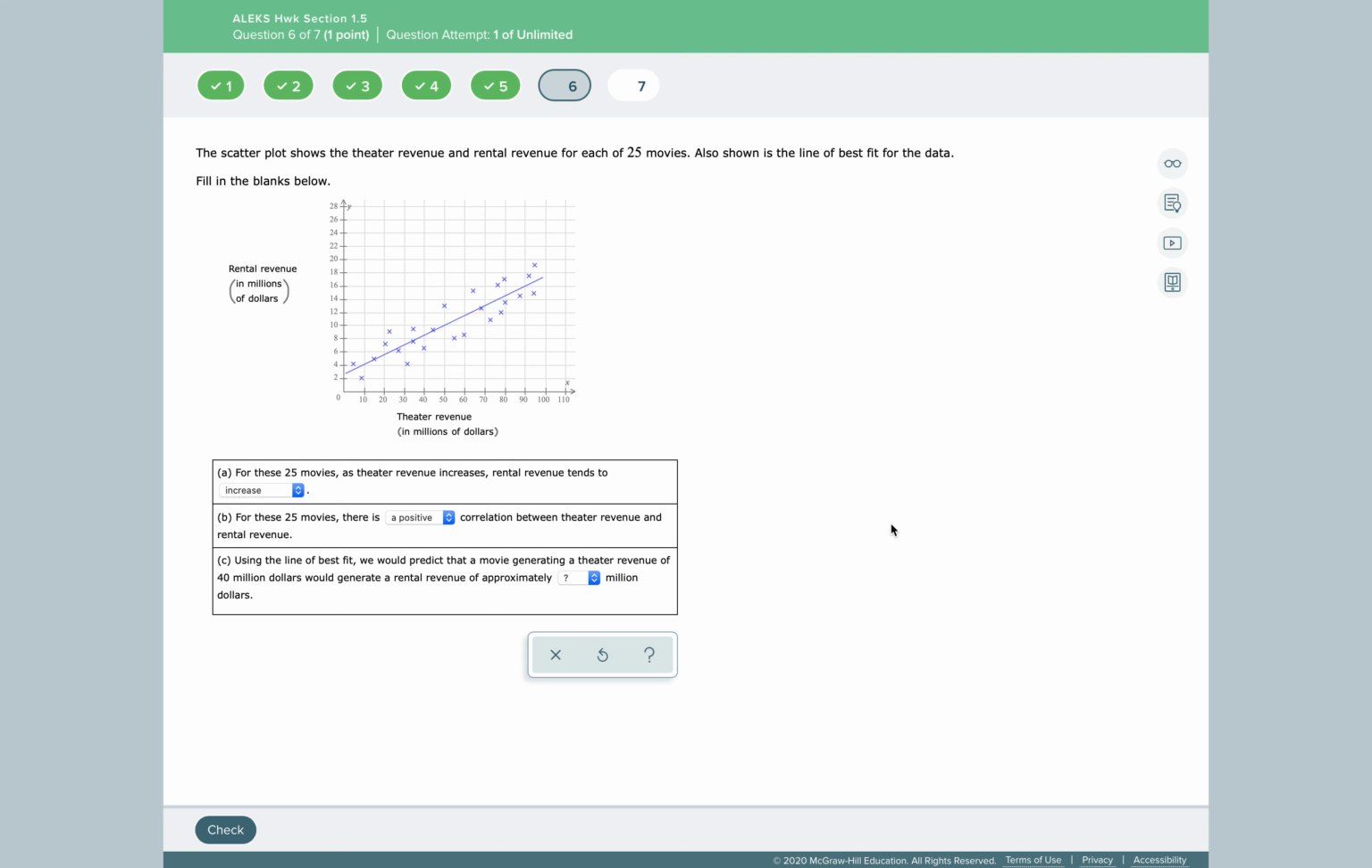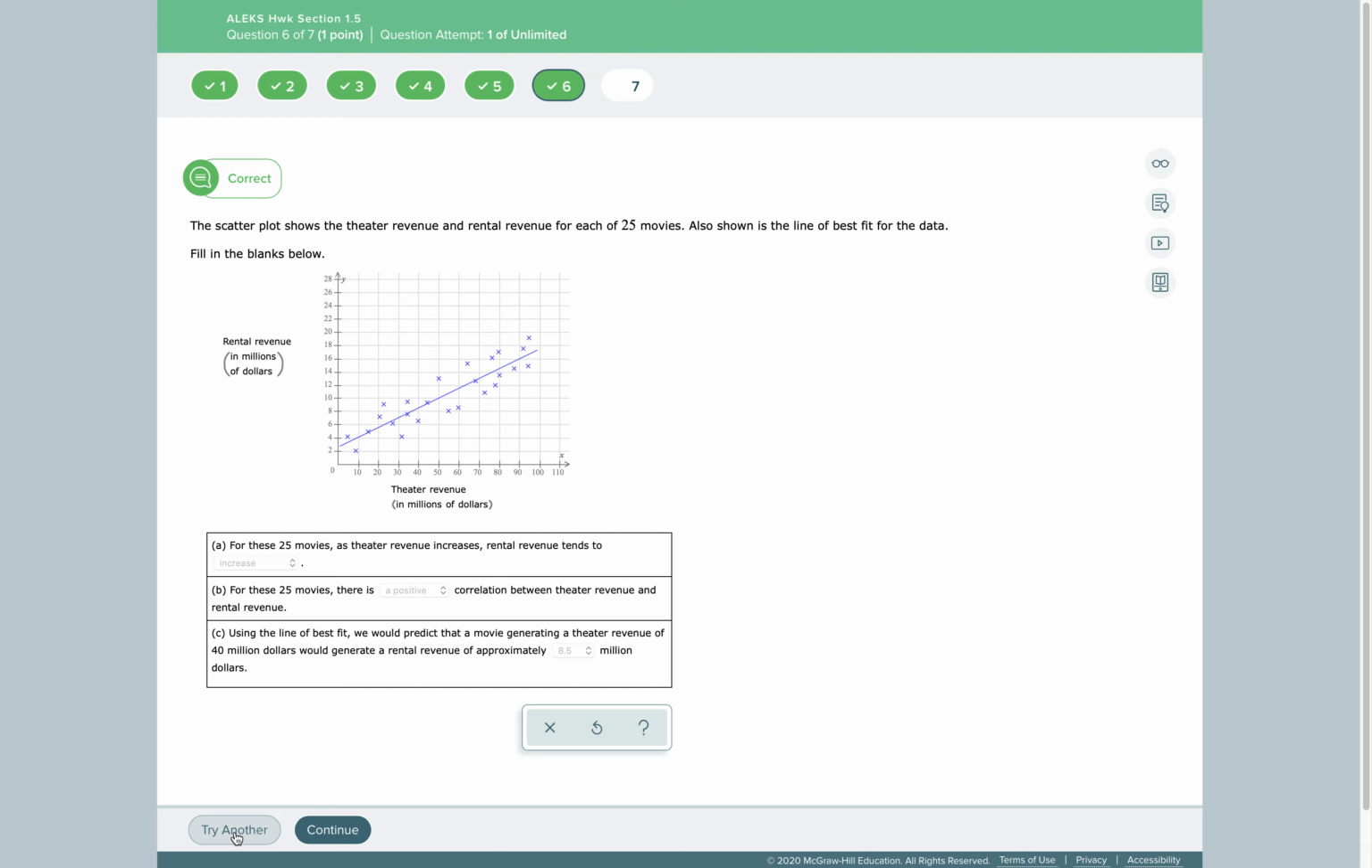It says that using the line of best fit, we would predict that a movie generating a theater revenue of $40 million would generate a rental revenue of approximately how many millions of dollars? For theater revenue at 40 million, looking at this line and the axis, the value is between 8 and 10, so around $8.5 million. Checking, the result is correct.